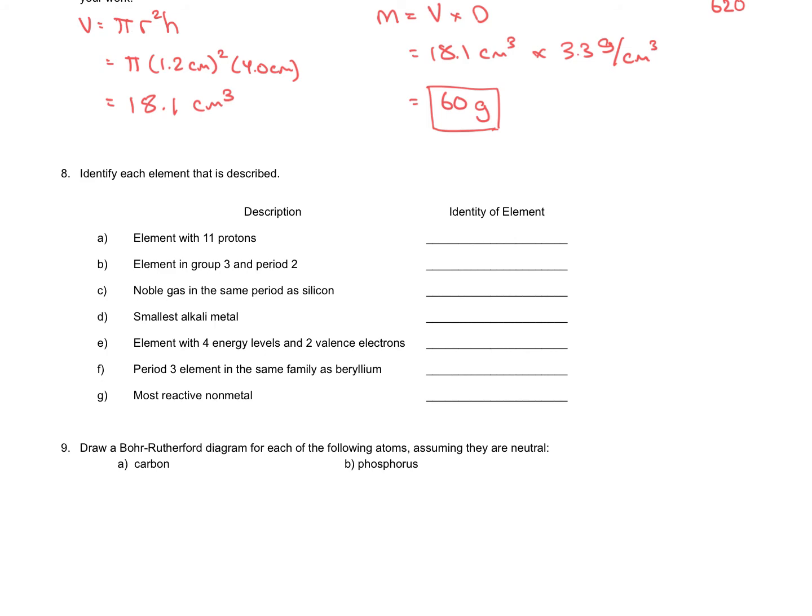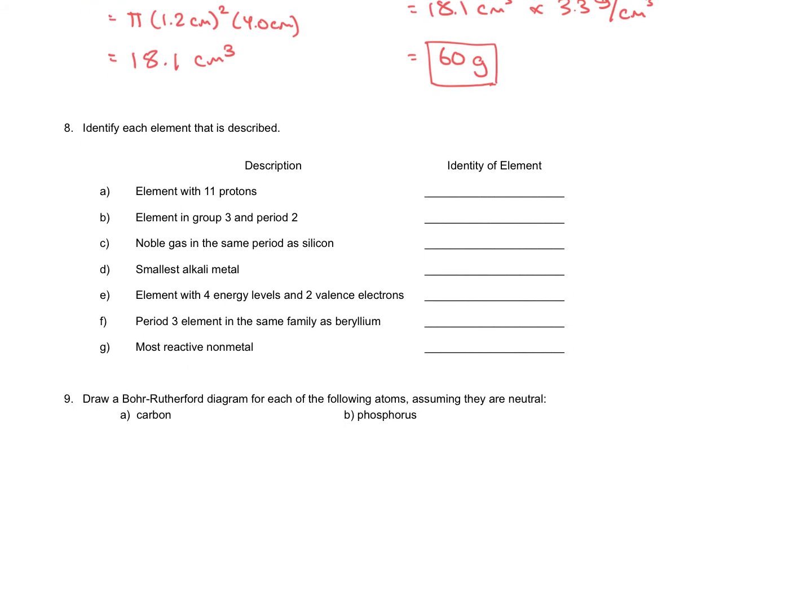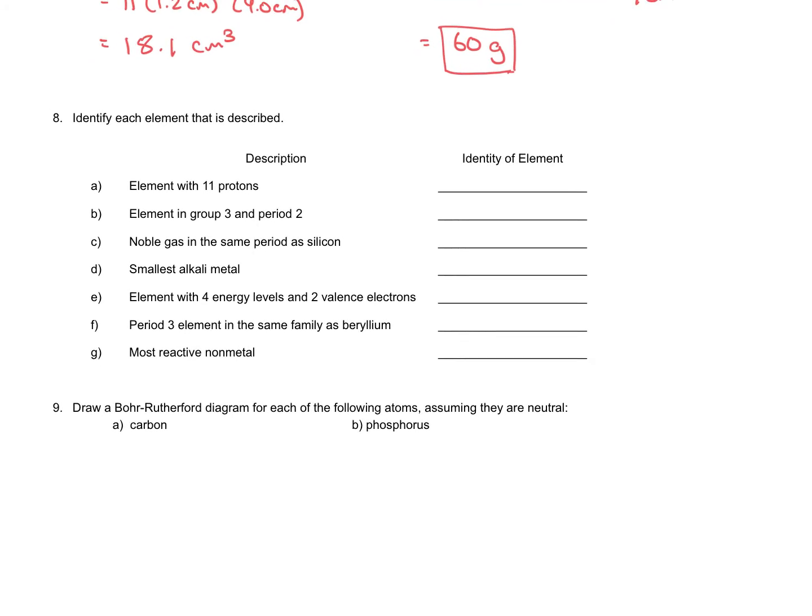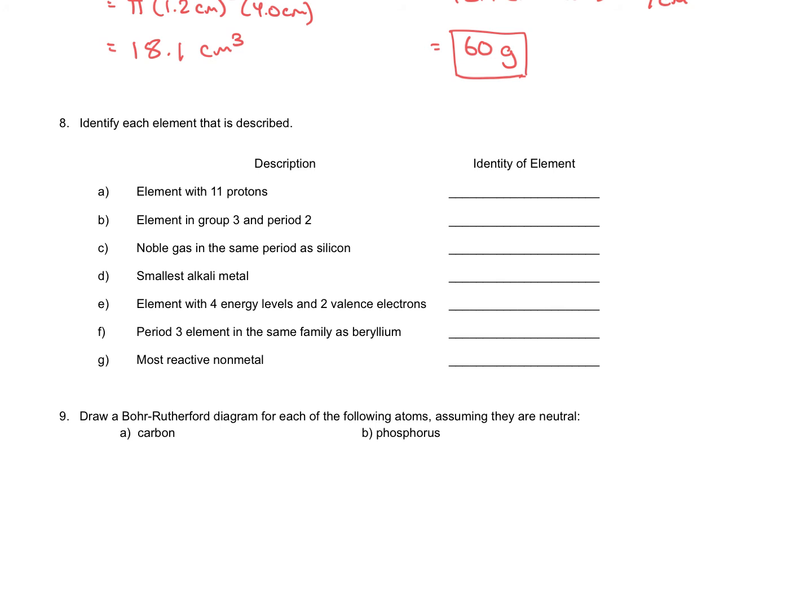Question 8, identify each element that is described. So this is more recent in our unit, based on information from the periodic table. So the element with 11 protons, that means the atom that has atomic number of 11, that would be sodium. You can either write the full name or you can write the symbol. However, if you choose to write the symbol, make sure that it's case sensitive. So it's capital N, lowercase a.